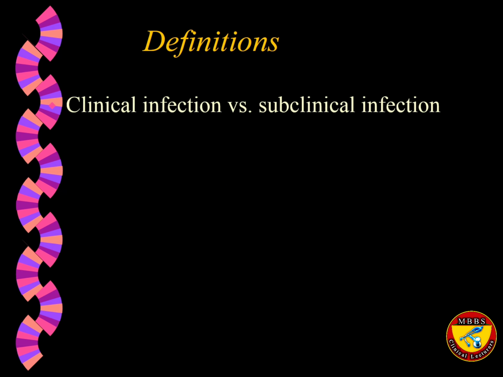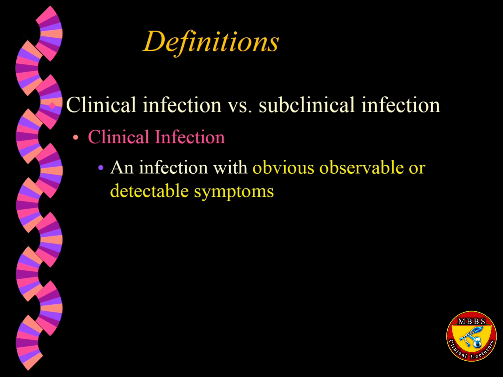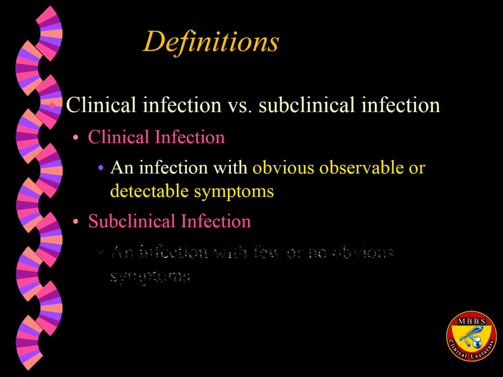then on the basis of clinical conditions, there can be a clinical infection or a subclinical infection. Clinical infection is the one which has obviously observable or detectable symptoms. You have fever and clinical signs and symptoms, that's a proper clinical infection. While subclinical infection is the one which has few or very limited or no obvious symptoms, which is under latency. That is a subclinical infection, which is not giving the proper overt, full-blown symptoms.